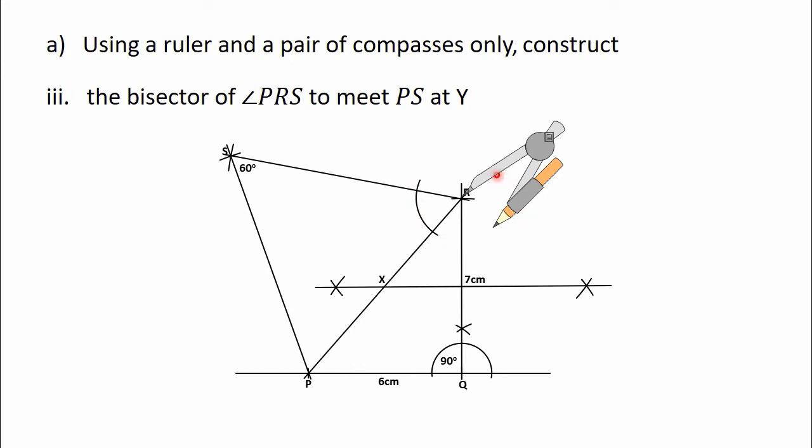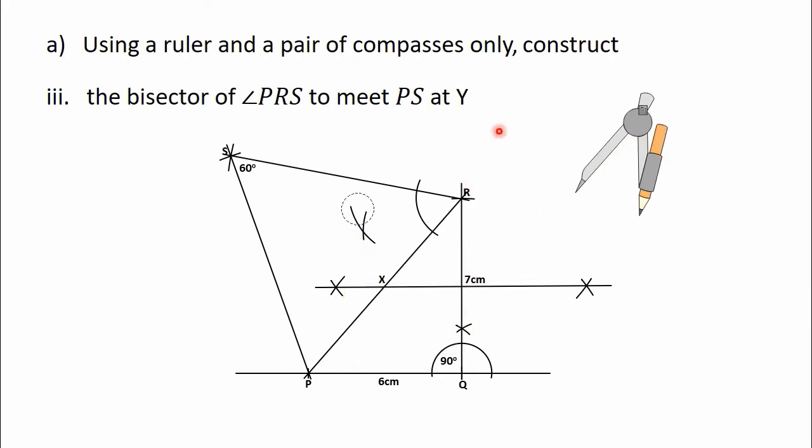Now after doing that, you move the needle of the compass to this point. That is the point of intersection of the arc and the line SR. You adjust the compass a little bit, then you turn it and you construct an arc. After that, with the same radius, you move the needle of the compass to this point. That is the point of intersection of the arc and the line PR. You turn the compass and you construct another arc to intersect the first arc that you constructed.